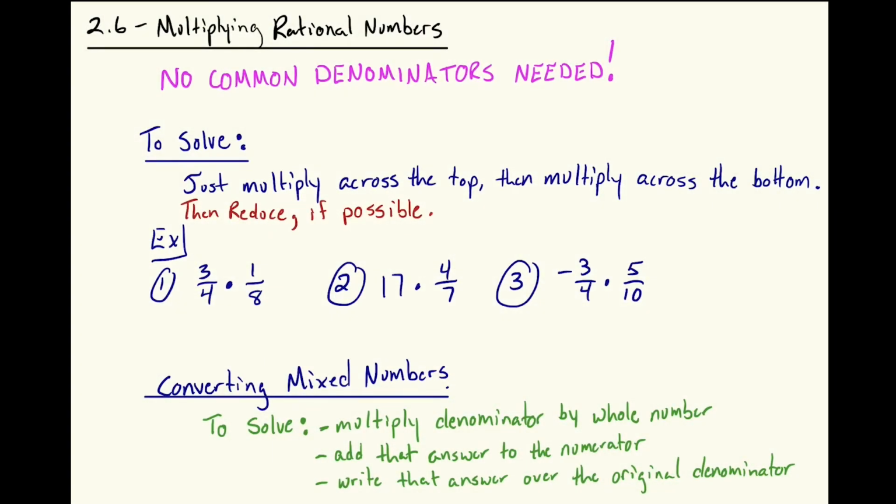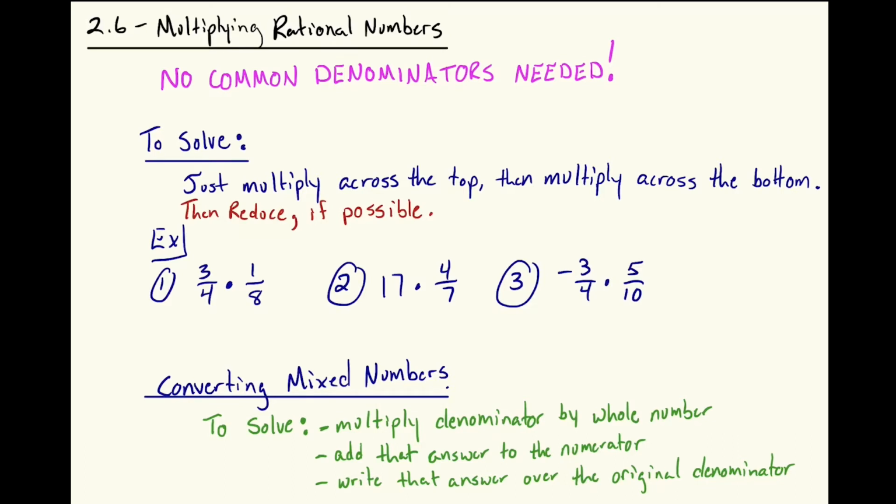Hello everyone, and welcome to lesson 2.6, which is on multiplying rational numbers. Now, as we've talked about in previous sections, a rational number is a number that can be written as a fraction. So this lesson is all on multiplying fractions and different types of fractions.